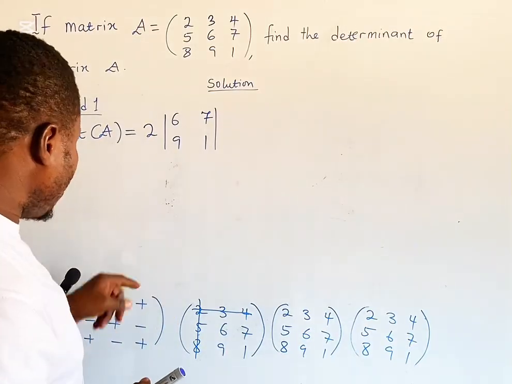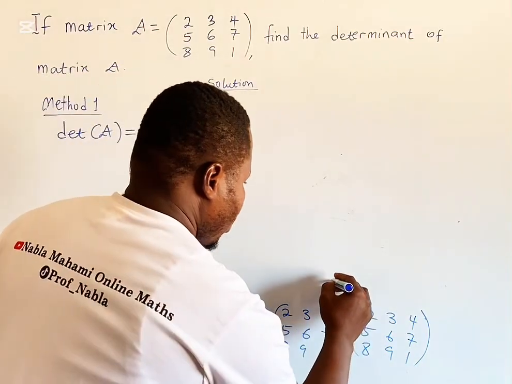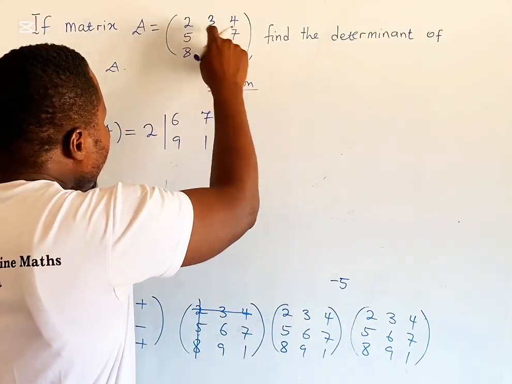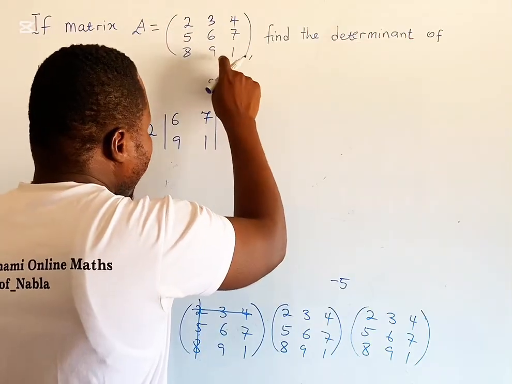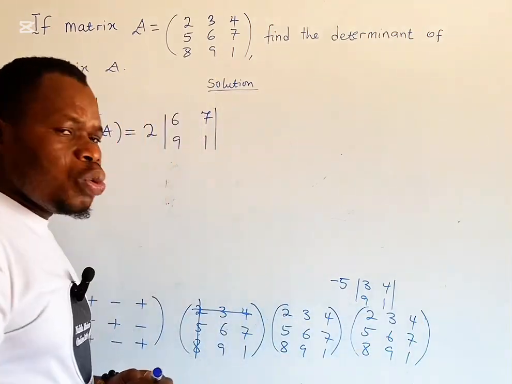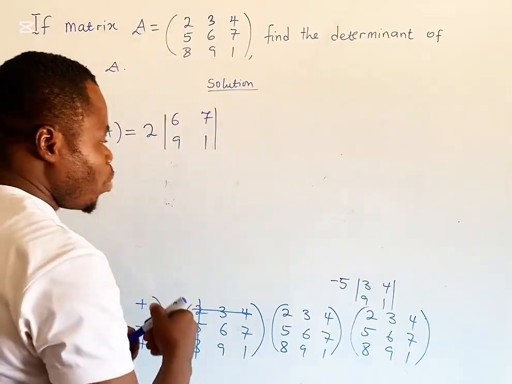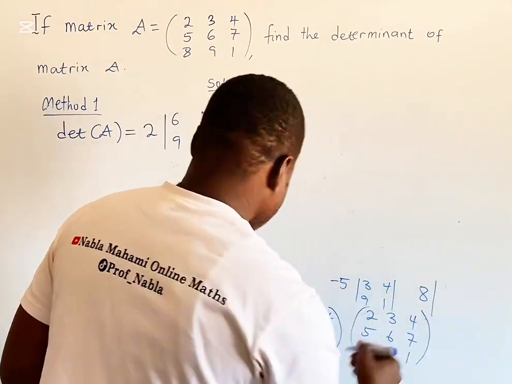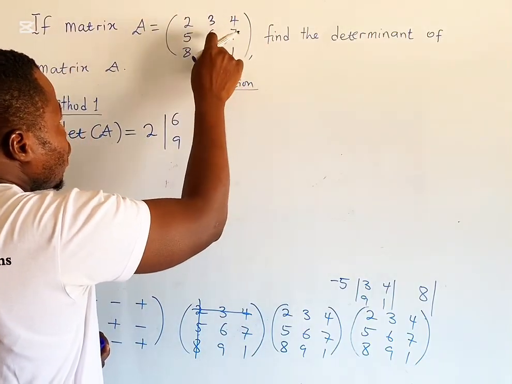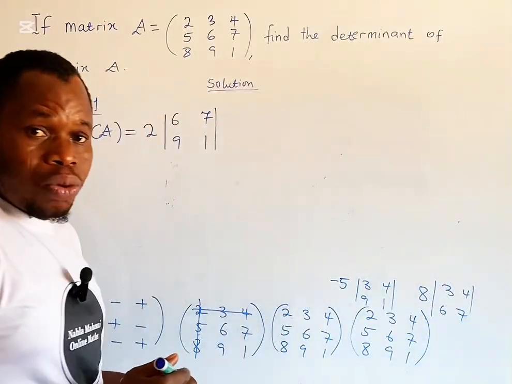Take note, if you are to use the second row, you will start by using minus 5, because the number there is 5. Then you delete the 5 row and the 5 column, and you have 3, 4, 9, 1. If you want to use the third row, then you start with this positive sign, and the number there is 8. You start by saying 8, then delete the 8 column and the 8 row, and you have 3, 4, 6, 7. I think you are getting what I'm doing here.